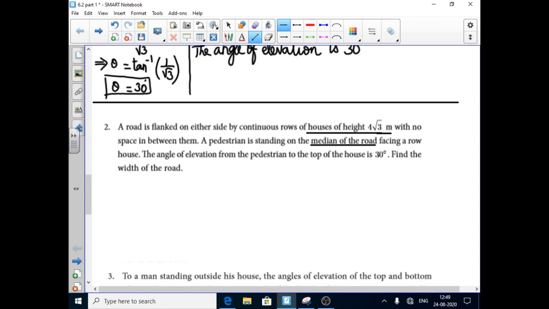The angle of elevation is given from the pedestrian to the top of the house. So now we are getting objects. The pedestrian is the first object, the house is one object. Find the width of the road. So this thing you have to find, the width of the road.